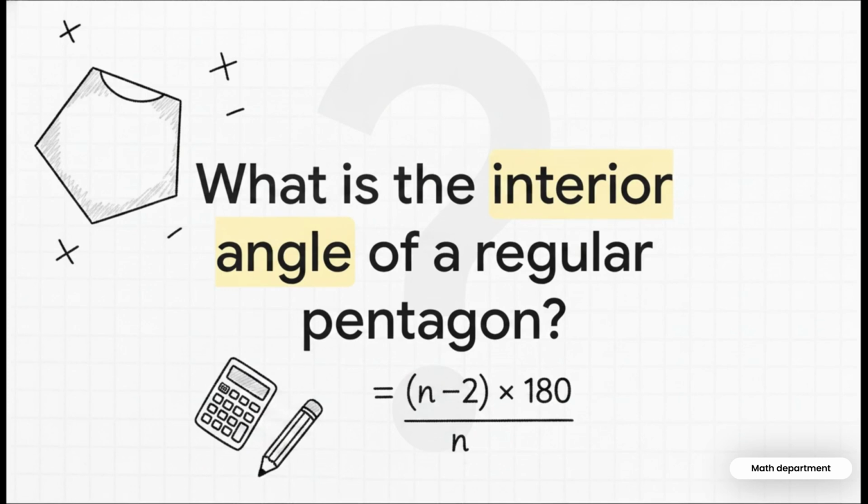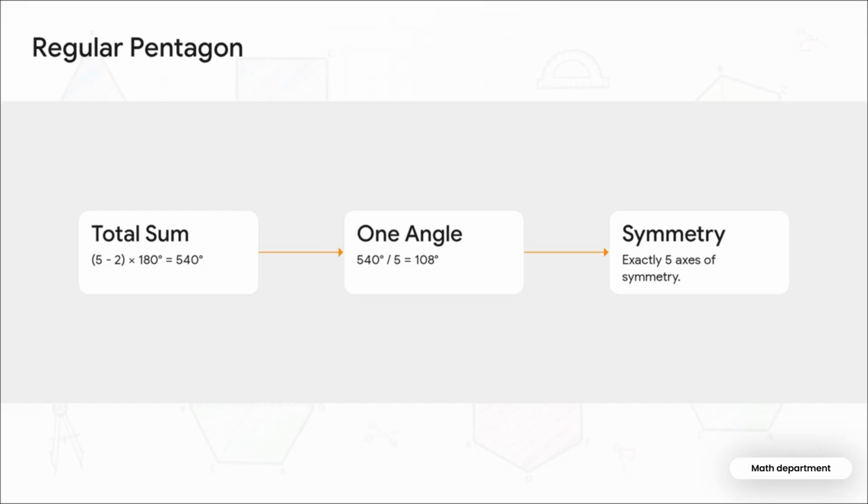Time for another quick knowledge check directly from the lesson text. If you have a regular pentagon, meaning 5 equal sides and 5 equal angles, what is the exact measure of just one of its interior angles? Grab your pencil, pause the lesson, plug n equals 5 into our brand new formula, and let's see what you get. All right, let's see the math in action.